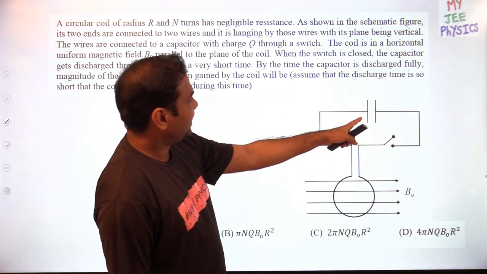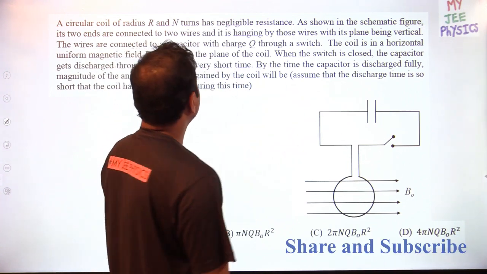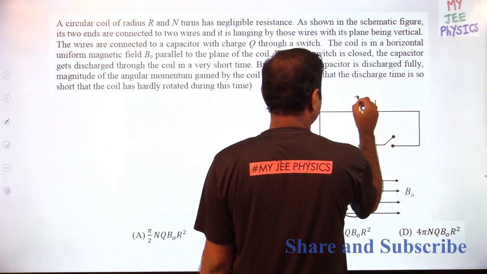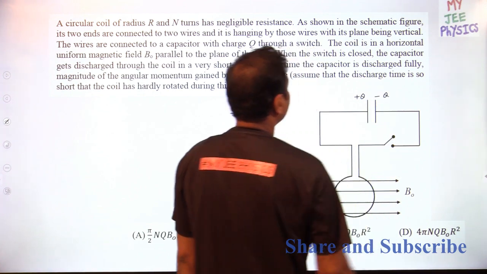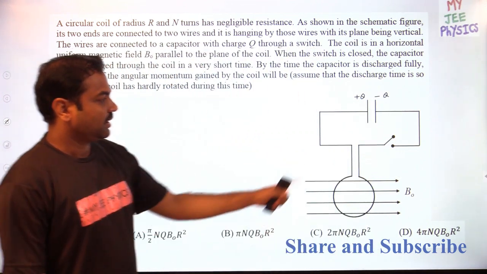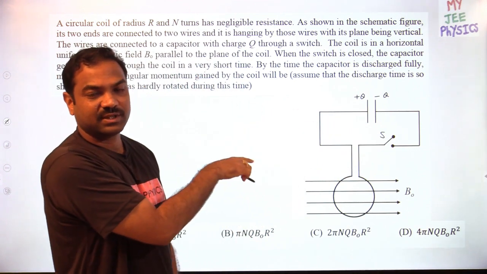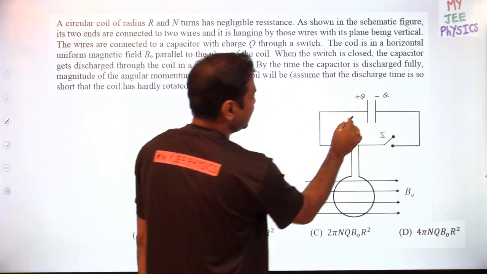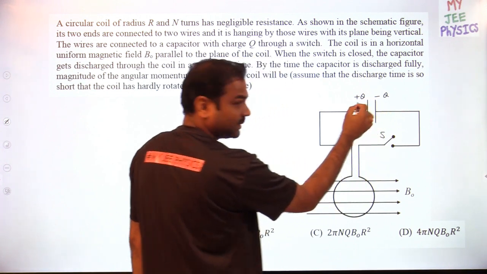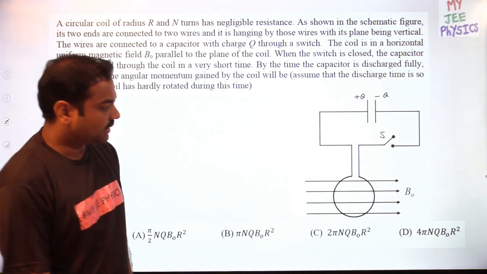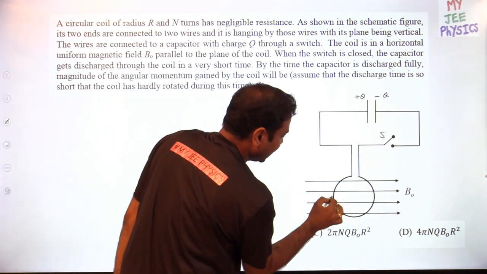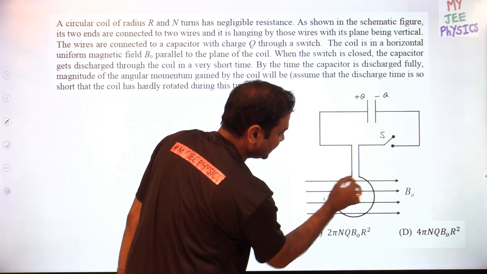So there is a charged capacitor, please go through that. The charge on the capacitor is plus Q and minus Q, as given. If you close the switch, then what will happen? The capacitor will be discharged in very little time. That means there will be current from the positive plate to the negative plate. The current goes into this loop, and as it does, the loop will act as a dipole.